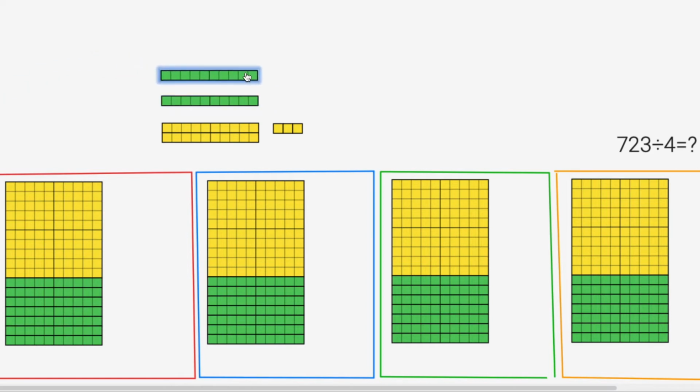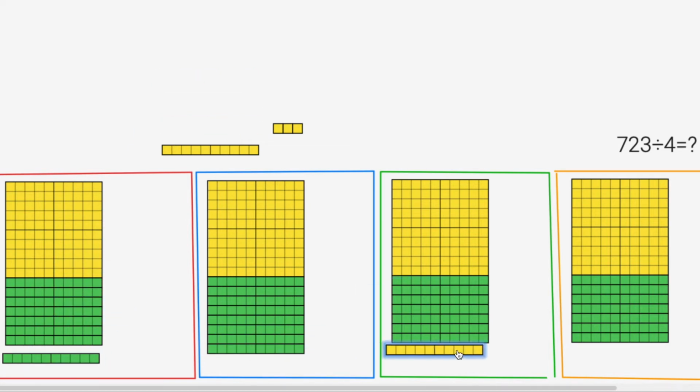And we can see all together now that we have 4 tens left over: 2 from that last 100 and 2 from the original 723. So we're going to take those 4 tens and split them evenly. And lastly, we have our 3 1s. And we know 3 does not go into 4 evenly.